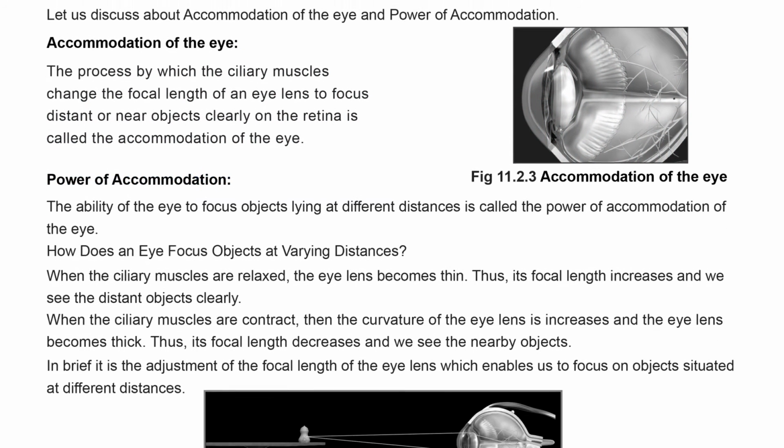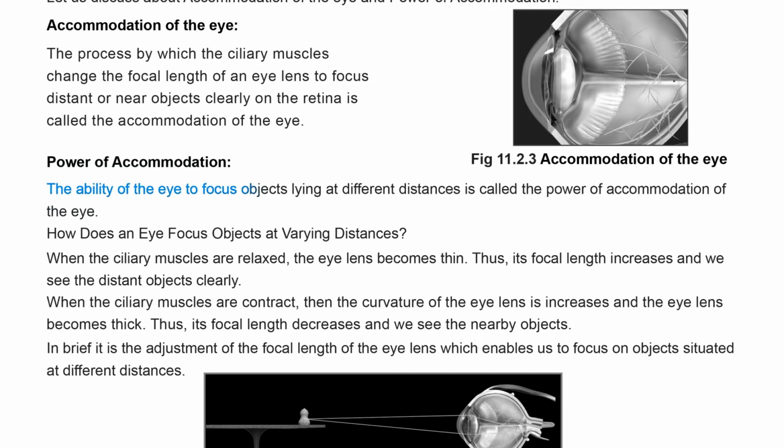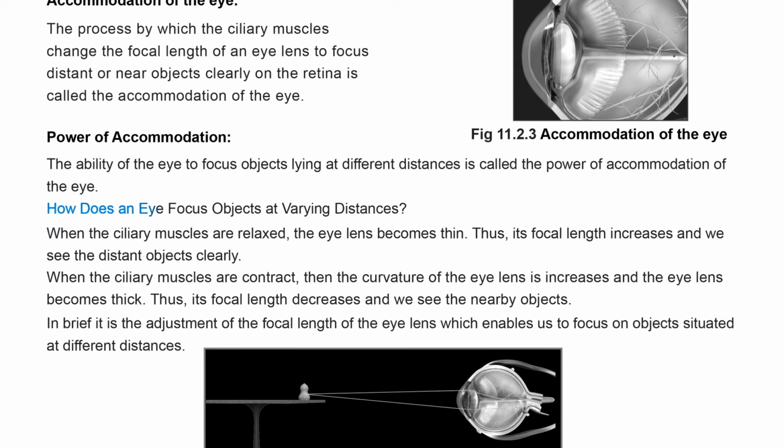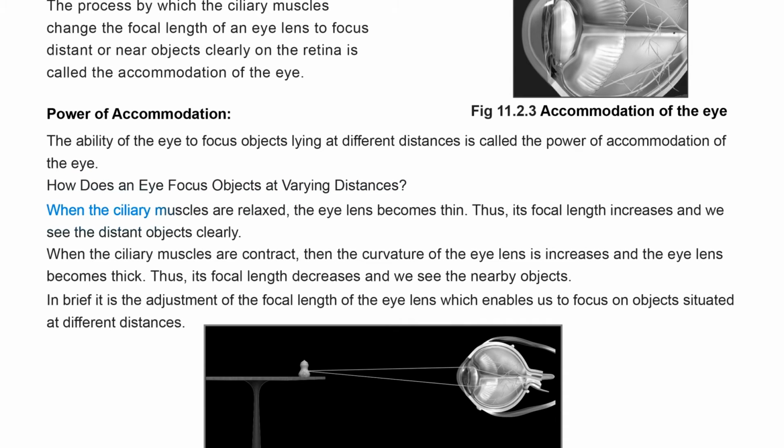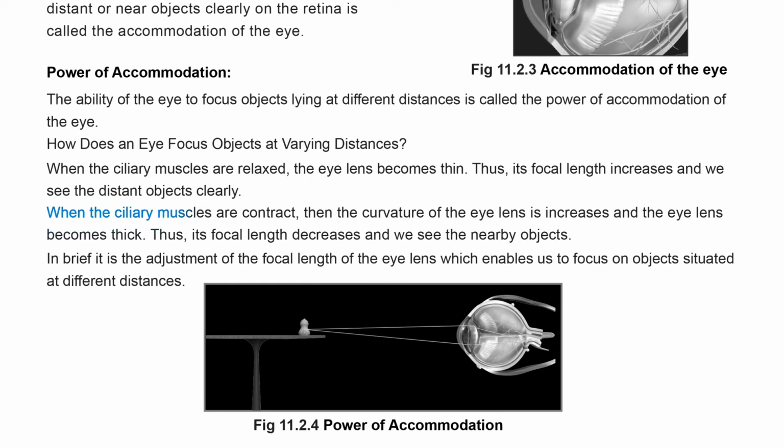Power of accommodation: the ability of the eye to focus objects lying at different distances is called the power of accommodation of the eye. How does an eye focus objects at varying distances? When the ciliary muscles are relaxed, the eye lens becomes thin. Thus, its focal length increases and we see the distant objects clearly. When the ciliary muscles contract, the curvature of the eye lens increases and the eye lens becomes thick. Thus, its focal length decreases and we see the nearby objects.